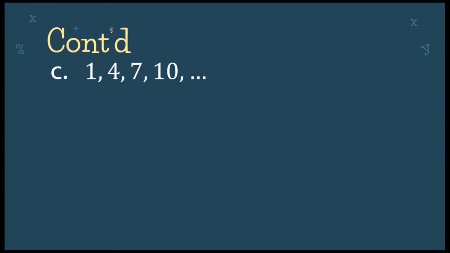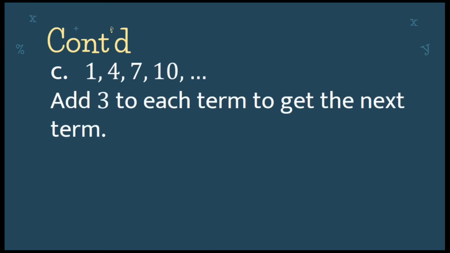So what do I need to do to 1 to get 4? What do I do to 4 to get 7? What do I do to 7 to get 10? Are we adding or are we multiplying? Can you guess? Okay, so in this case, we are supposed to add. And when we add the number 3 to each term, it will produce the next term.